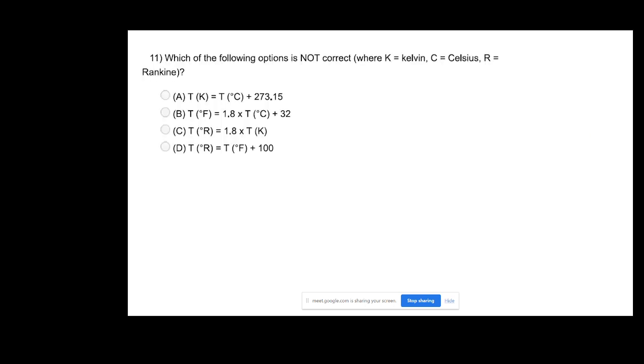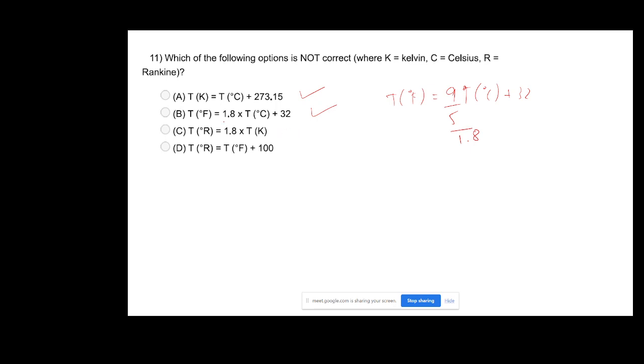Next question is, which of the following is not the correct conversion for temperature to different units? Here this is the most common one, which is Kelvin to degree Celsius. It is by this correlation. For conversion from Fahrenheit to degree centigrade, it is nothing but 9 by 5 times T in degree centigrade plus 32. Now this 9 by 5 is nothing but 1.8. So this is also a correct one.